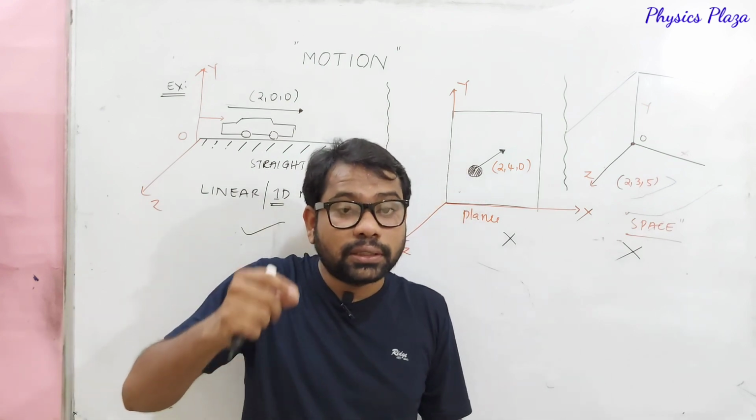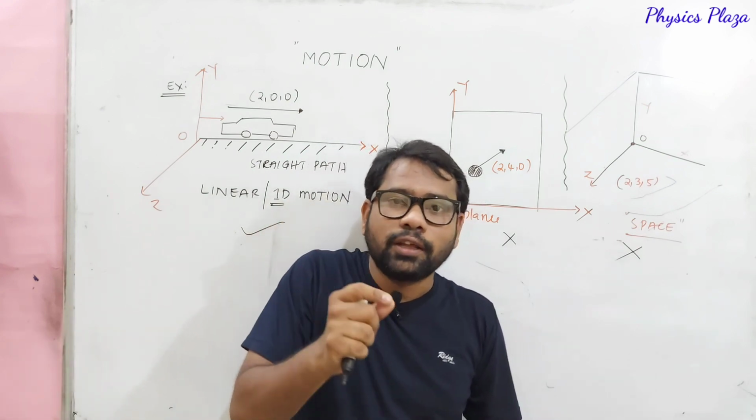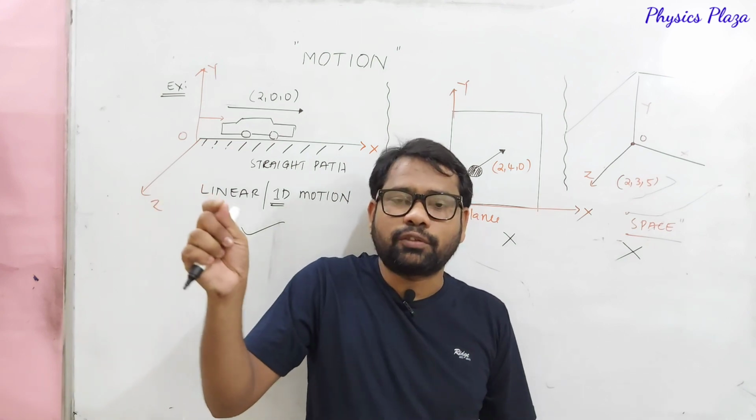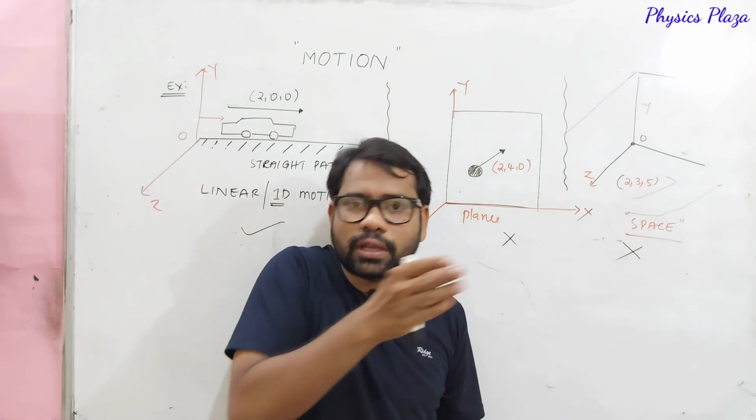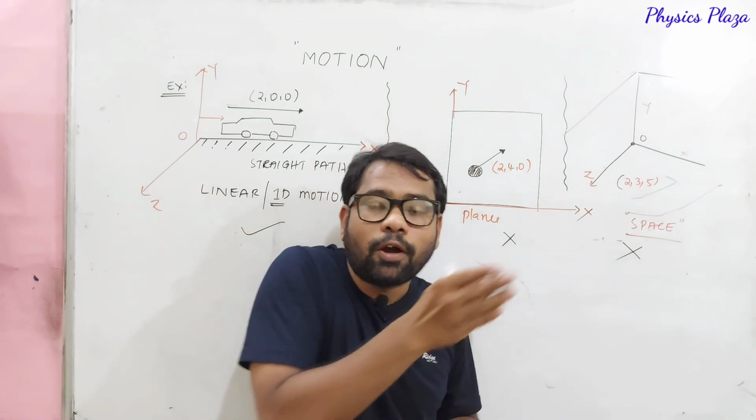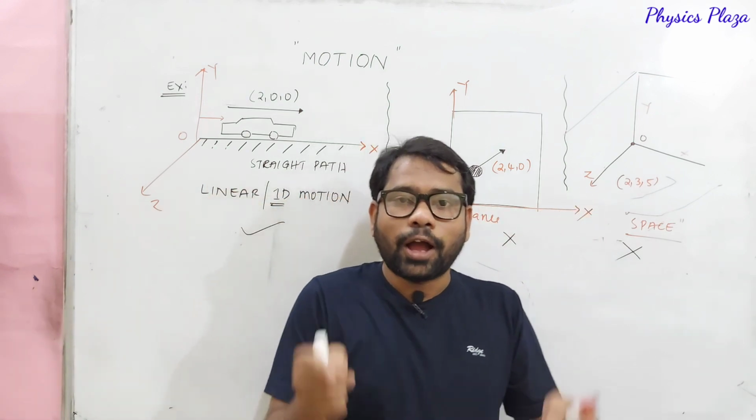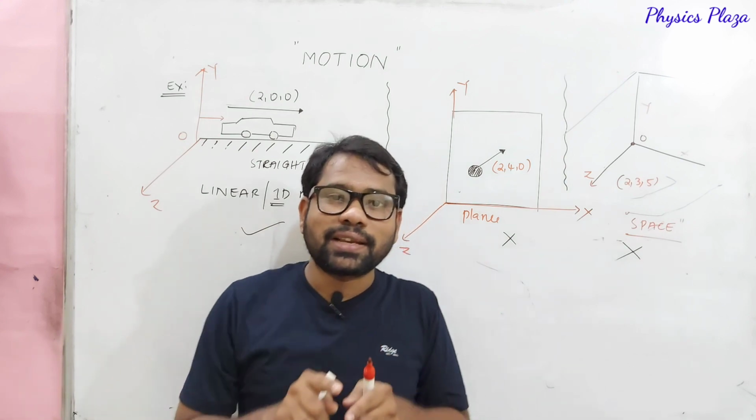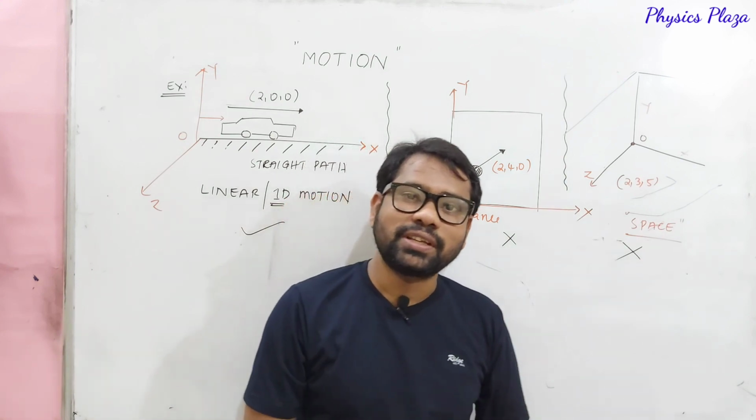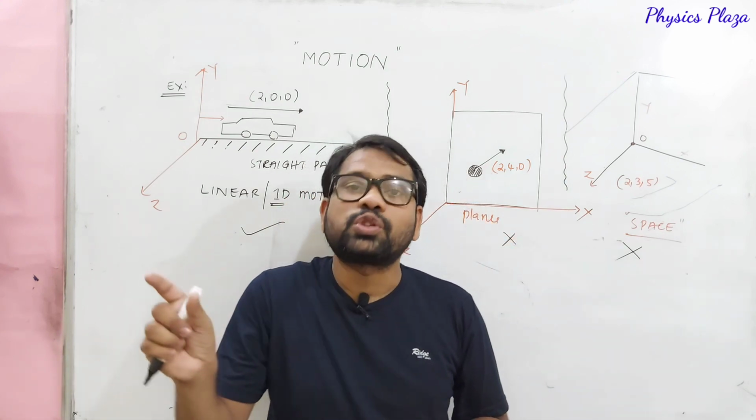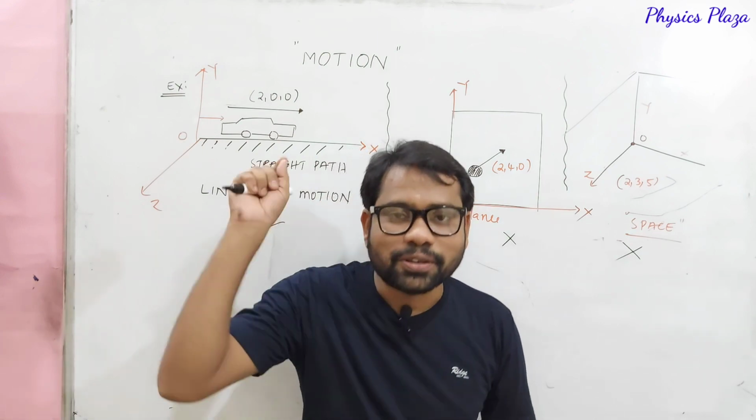Keeping the very important thing in our mind, what is that? Throughout the chapter, from the beginning to the end, almost in all cases, we will take that objects are going along a straight line path only. Then we will observe how the velocity is changing, how the acceleration is changing, how the displacement is changing, and we will be calculating those values.